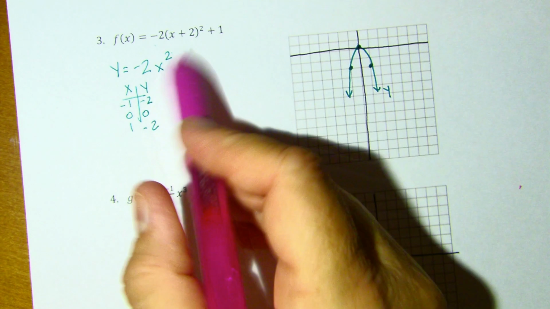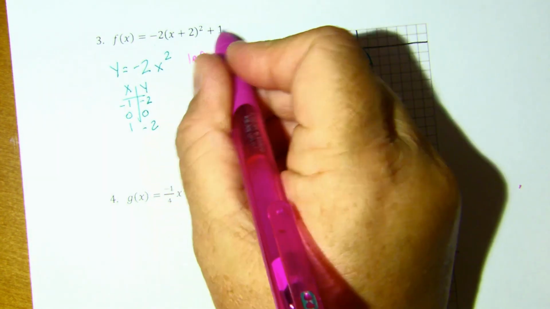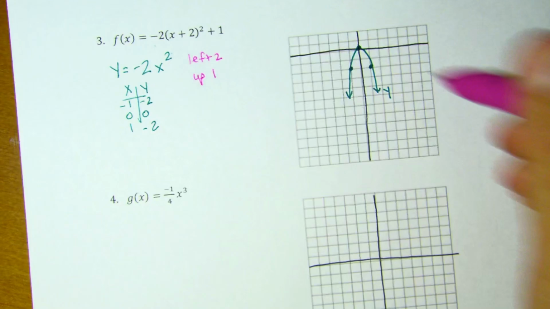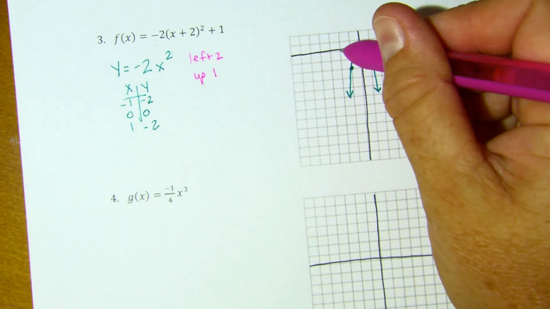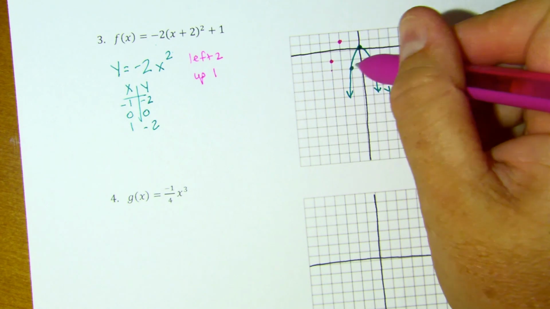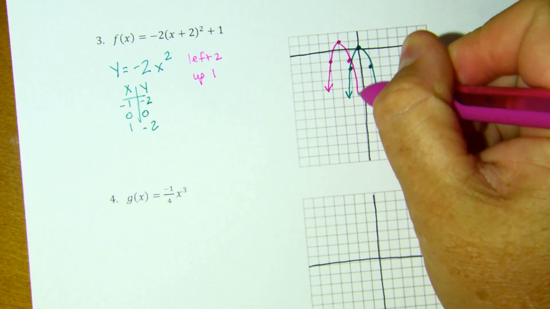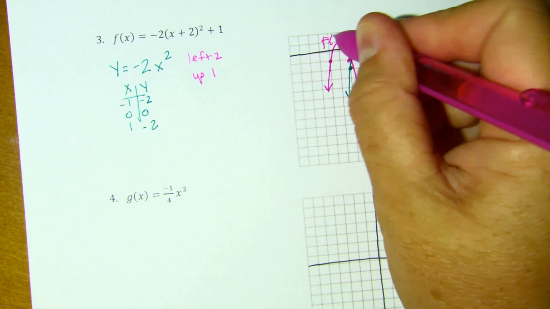F of x, this plus 2 is going to shift us left 2, and this plus 1 will go up 1. So all these points will go left 2 and up 1. And this is the shifted graph, f of x.